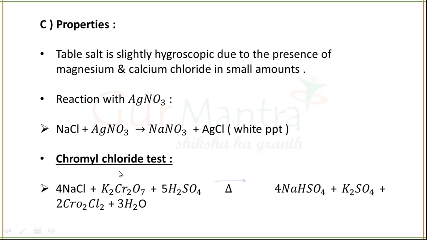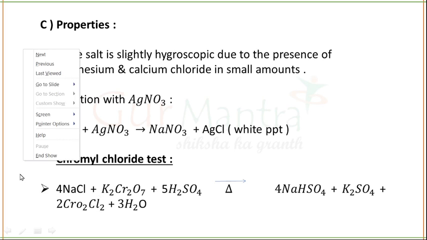This is the very important chromyl chloride test. NaCl shows the chromyl chloride test. In the presence of K2Cr2O7 and in the presence of H2SO4, this NaCl is heated, and when you heat this NaCl in the presence of these, you will get NaHSO4, K2SO4 plus CrO2Cl2 plus 3H2O.